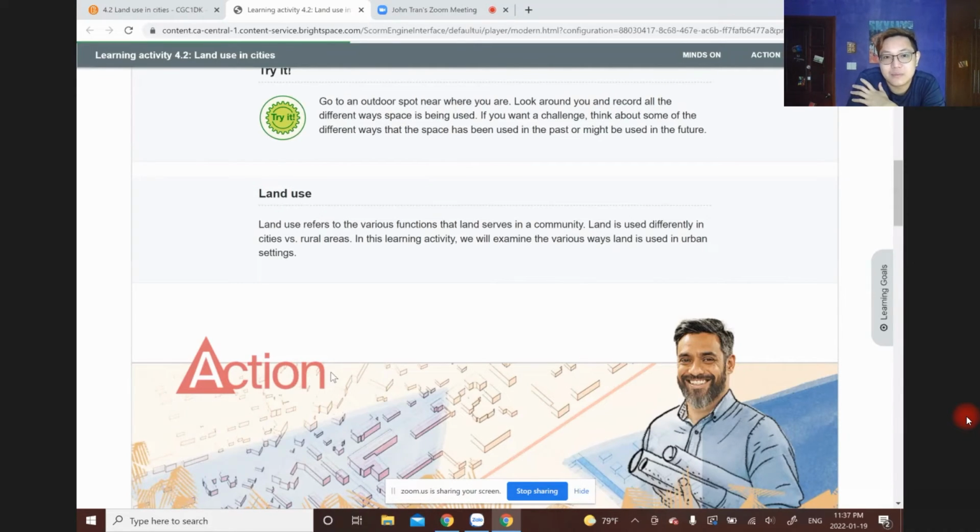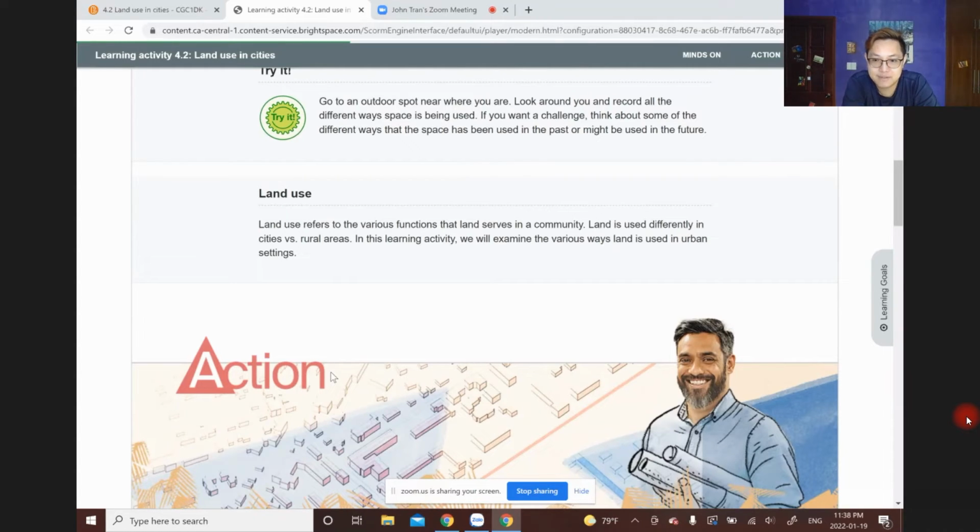But in a city, we cannot put a factory, so you cannot use land for production in a city. Basically, in a city, you can only do services mostly, or buildings, and of course, you need to build construction projects for people to live in. Examine the various ways land is used in urban settings.